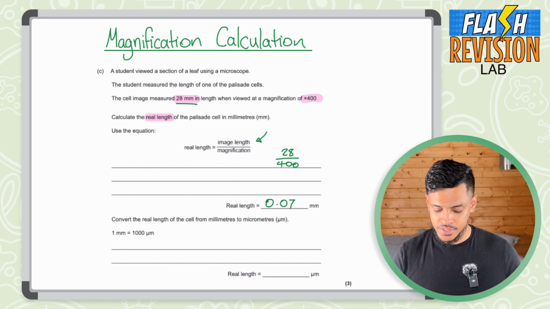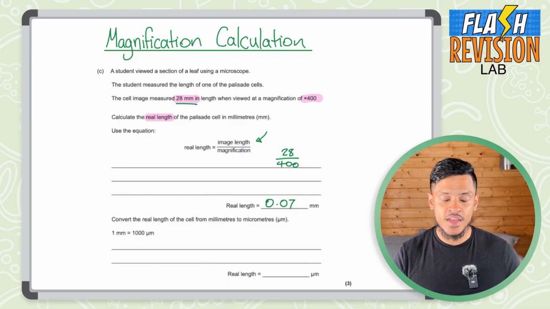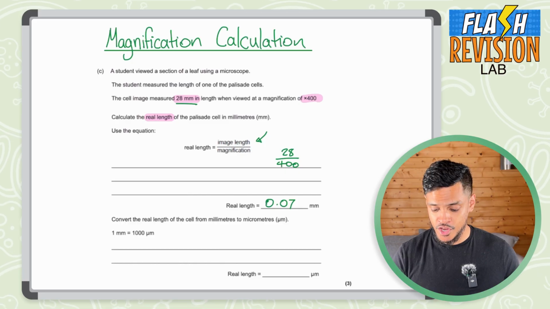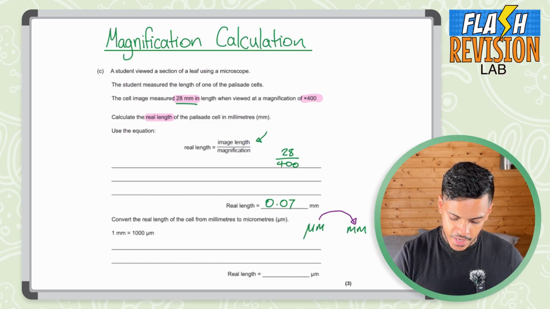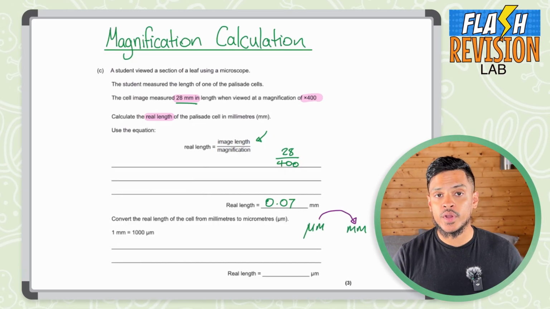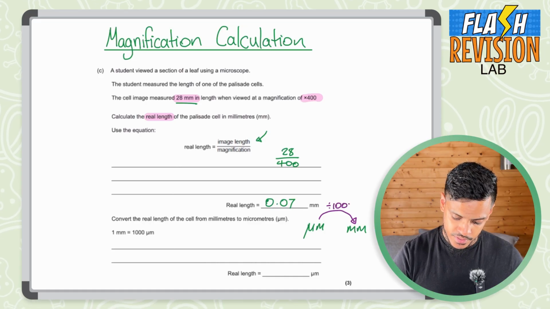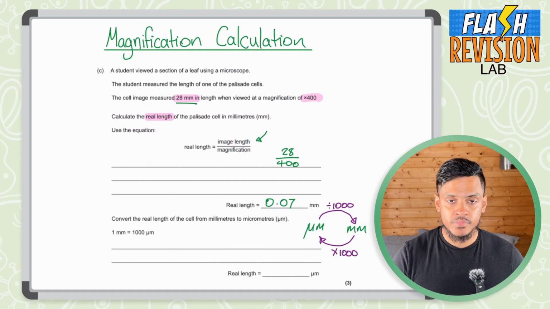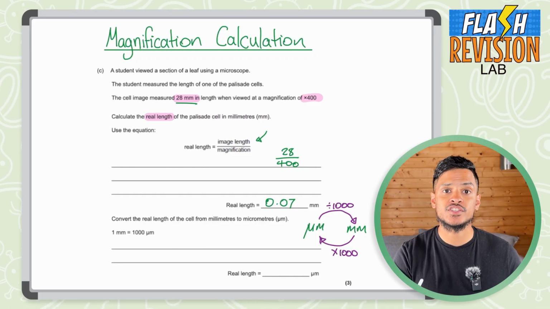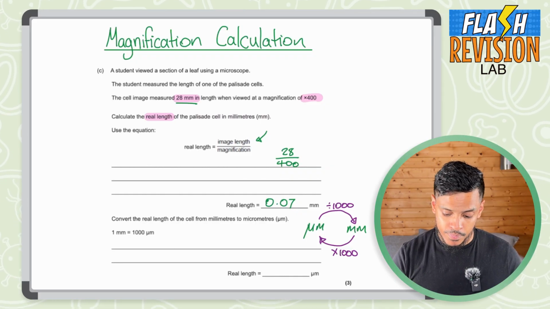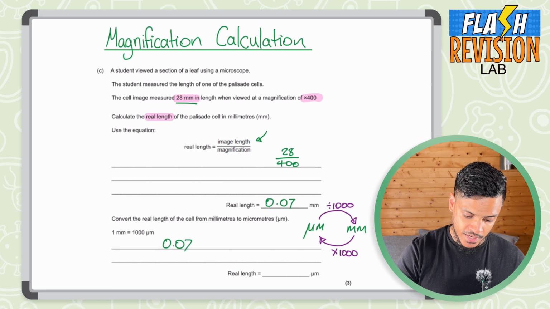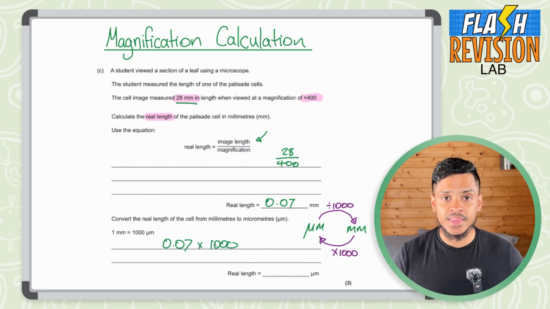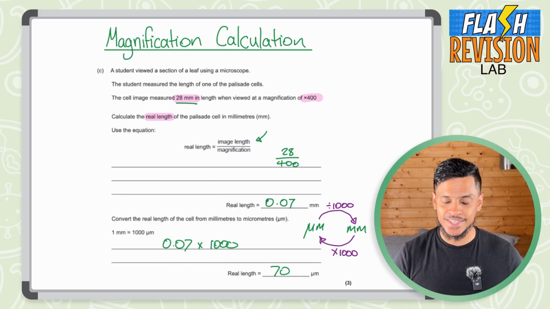The second part of the question asks us to convert the length from millimeters to micrometers. So here you need to remember the conversion. So to go from micrometers to millimeters, what you need to do is divide by 1,000. And to go from millimeters back to micrometers, you just need to multiply. This question is asking us to convert from millimeters to micrometers. So that's multiplying by 1,000. So what we need to do in our calculation is 0.07 multiplied by 1,000. And that gives us a final answer of 70.